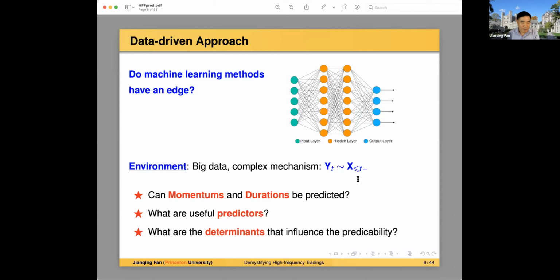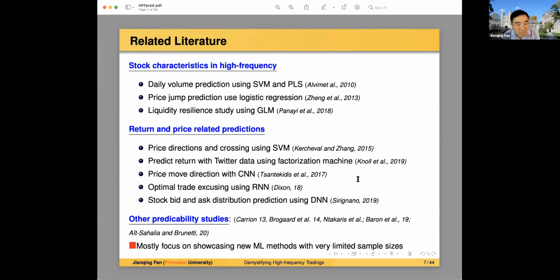And this is really an ideal environment because we have really big data and a complex mechanism. In particular, you may ask what can be predicted, what are useful predictors, and what are the environments that influence the predictability. We are not alone in this vast literature. There are a lot of papers using statistical machine learning methods to predict stock characteristics such as trading volumes or price jumps, and also the return and the price itself. Most of them showcase that machine learning methods work with a relatively limited sample size.